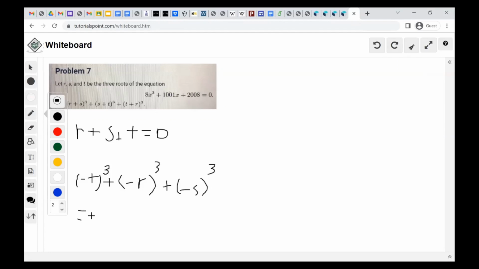And we get that the thing we're trying to find is negative of r cubed plus s cubed plus t cubed. To find this, what we can actually do is, we know 8r cubed plus 1001r plus 2008 equals 0. So that means 8r cubed equals negative 1001r minus 2008.